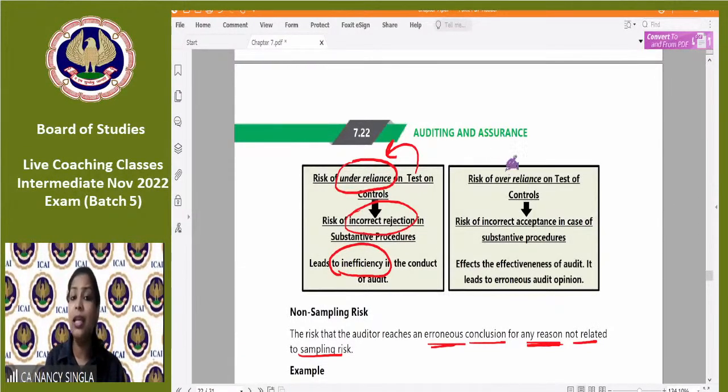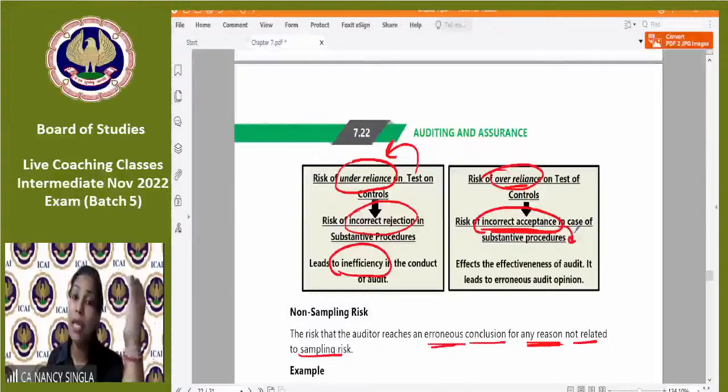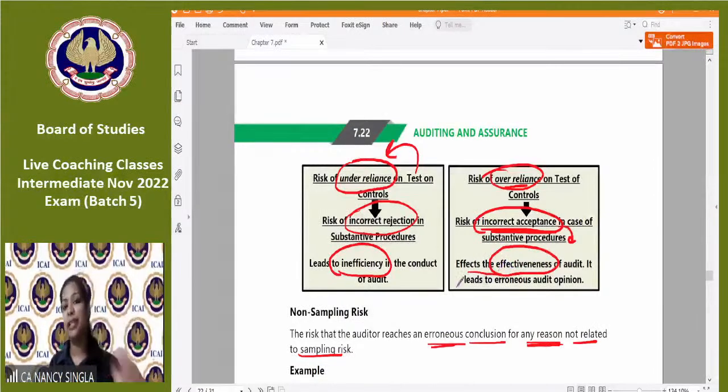However, on the other hand, if there is over reliance of test of control, आपको लग रहा है कि internal control तो work कर रहे हैं, है ना? Over reliance, in fact they are not working. Same way, incorrect acceptance in case of what? Substantive procedures. आपको लग रहा है कि आपका sample एकदम correct था, तो entire population is also correct. But the fact is that the remaining population, apart from the sample, has a lot of misstatement. So it will have an effect on the effectiveness, and it will lead to wrong audit opinion.